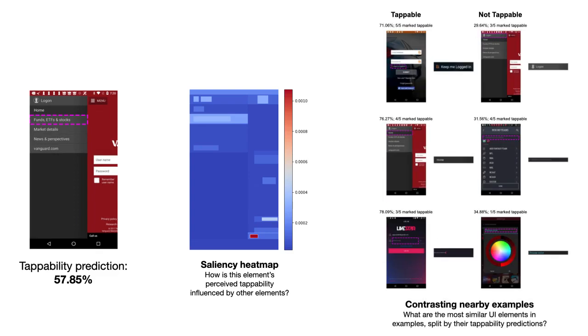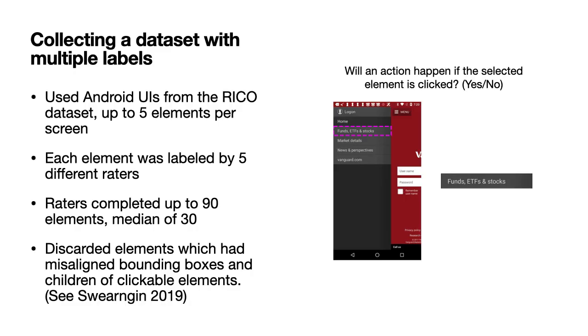To gain further design inspiration, we fetch a curated set of examples our model considers the most similar. We then split these examples based on their tappability predictions. This set of visually similar UIs with opposing influences on tappability perception aim to help designers improve their designs.